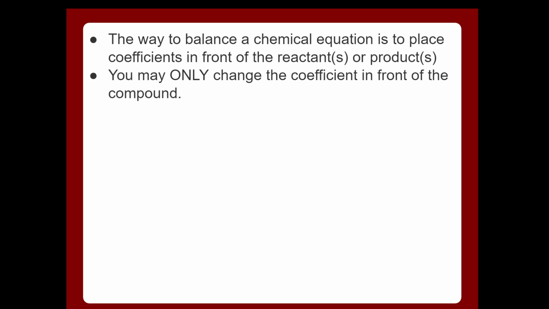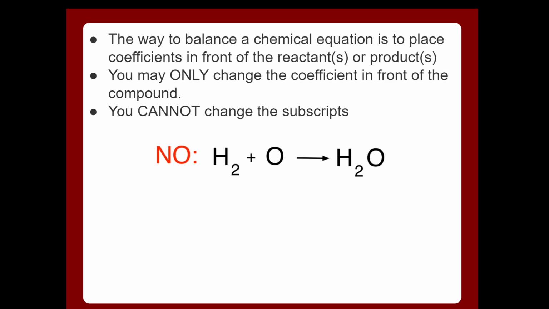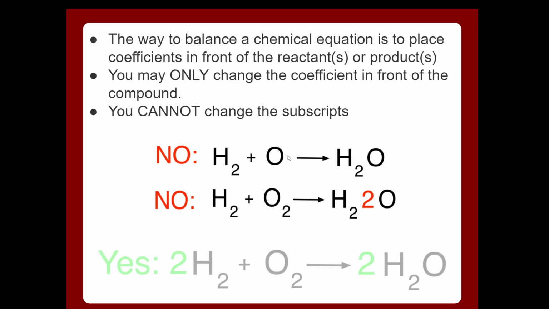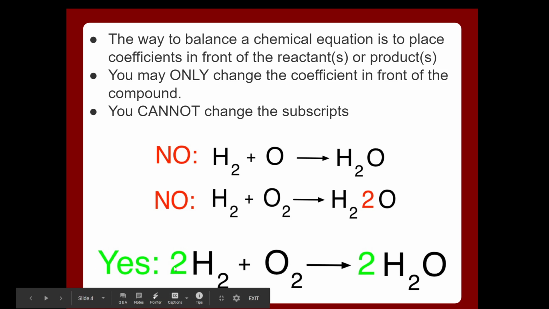So that means that our coefficients that we're going to use to balance this are not going to be in the formula. And we cannot change the subscripts of the formula, okay? So we can't do something like this, and we can't remove an oxygen because that's not how it works in nature. Instead, what we're going to do is we're going to put numbers in front. And these numbers in front are going to help us to balance this equation out.